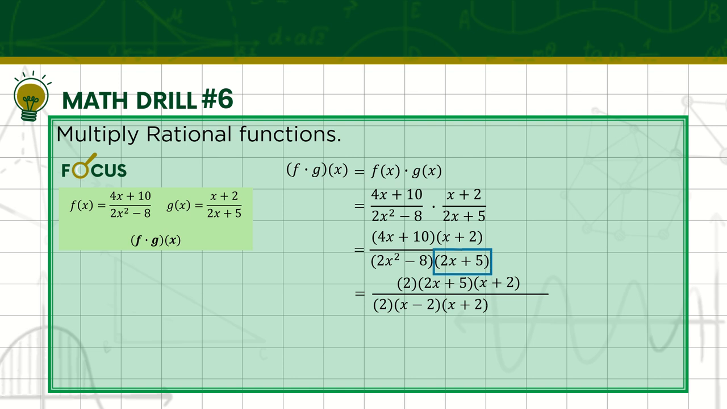For 2x + 5, we do not have any factor for that. Therefore, we just need to write 2x + 5.